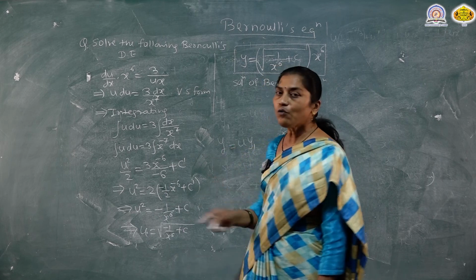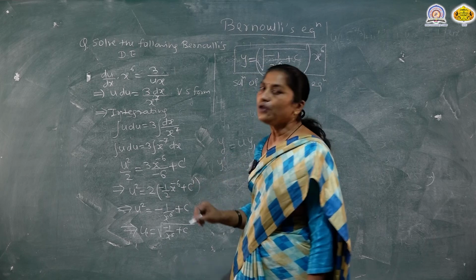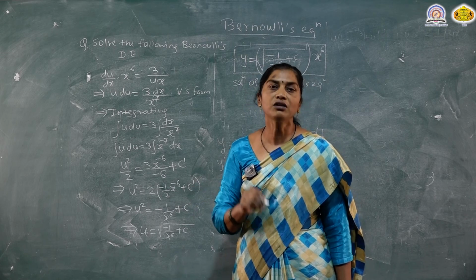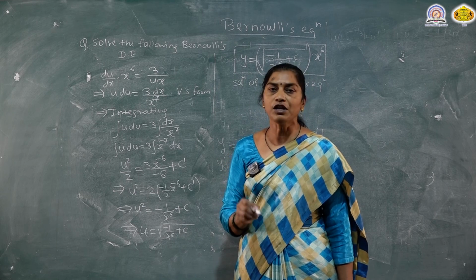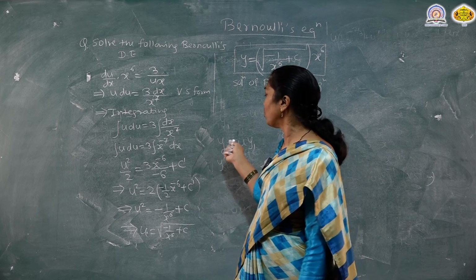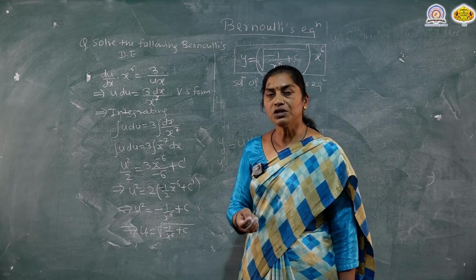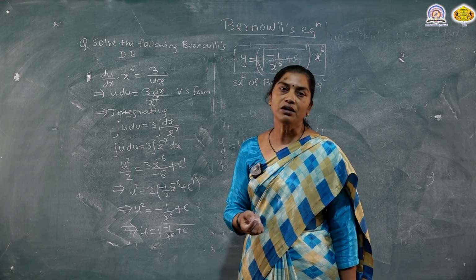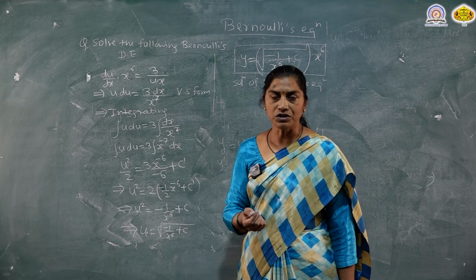By substituting y is equal to u into y1 and taking its derivative y dash, the given differential equation converts to variable separable form, and integrating that variable separable form, we get the value of u. Substituting that value of u in y, we get our final solution. So this is nothing but Bernoulli's equation and the method to solve Bernoulli's equation.